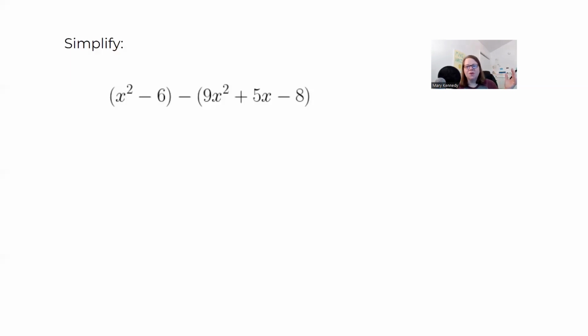Great question for the Q&A this week. This one is asking how do you simplify this? Like it gets confusing with the minus in between the parentheses and stuff like that.